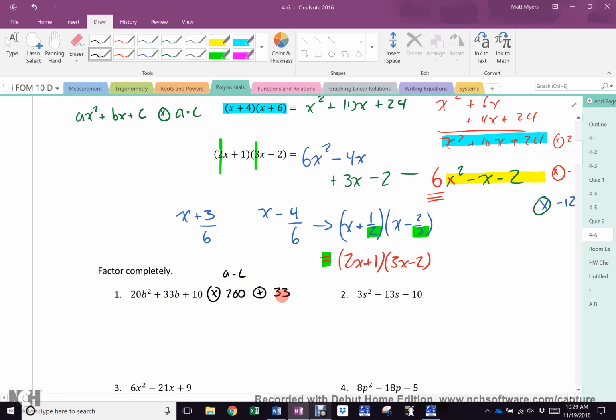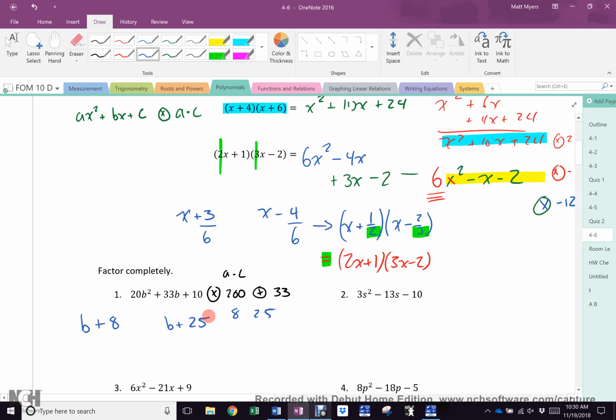Is it 1 and 200? No. Is it 2 and 100? No. Is it 4 and 50? No. Is it 5 and 40? 5 plus 40 makes 45. No. Is it 8 and 25? Yes. So I rewrite as B plus 8 and B plus 25.